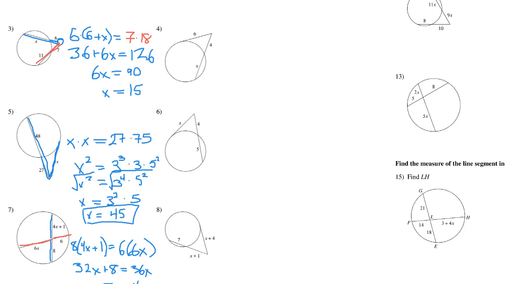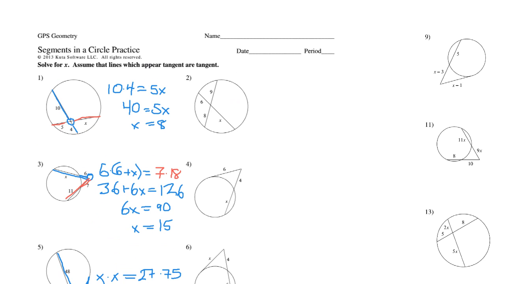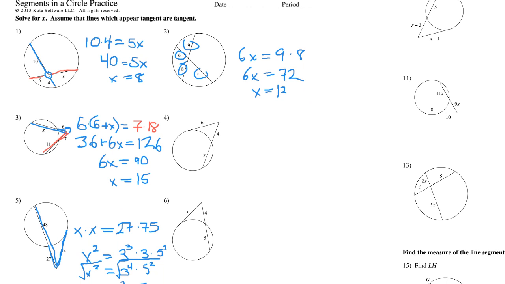All right, power of a point. Let's look now at the even problems on this page. We're going to jump back to a pretty easy one at this point. So what we see is 6 times x equals 9 times 8. So 6x is going to give us 72. If we divide both sides by 6, we should get x equals 12. Cool. Oh, I can box that.